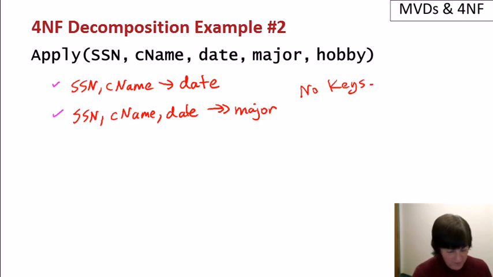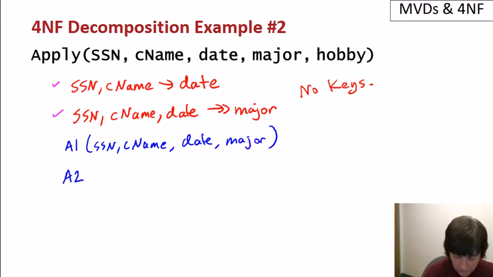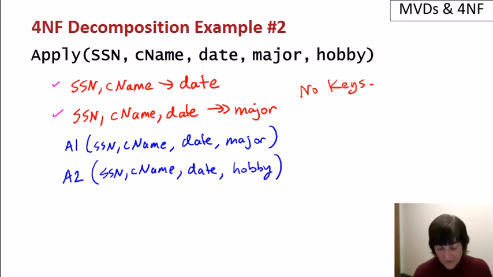Let's use the multi-valued dependency for our first decomposition step. So we'll create A1 and A2. A1 will contain all the attributes of our multi-valued dependency. And then A2 will contain all the remaining attributes along with the left-hand side of our multi-valued dependency. That turns out to be all of the attributes except the major.